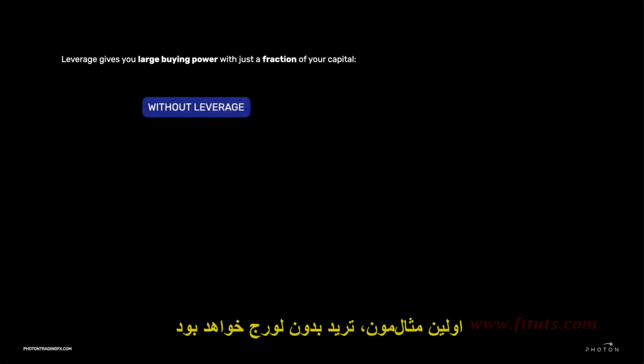So leverage gives you large buying power with just a fraction of your capital. So let's quickly run through a couple of trading examples just to make it really clear how leverage helps us to make money trading FX. So the first trade example will be trading without leverage.